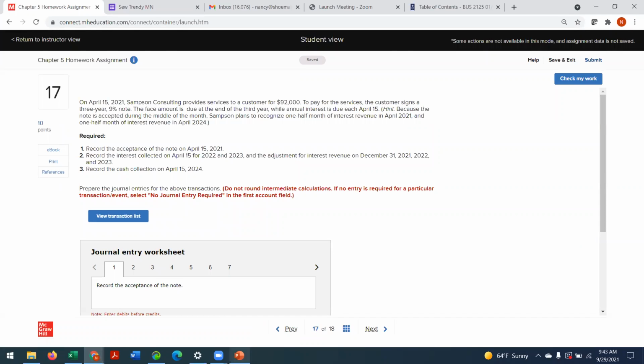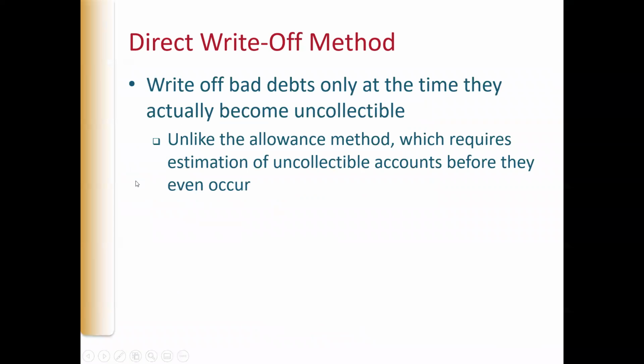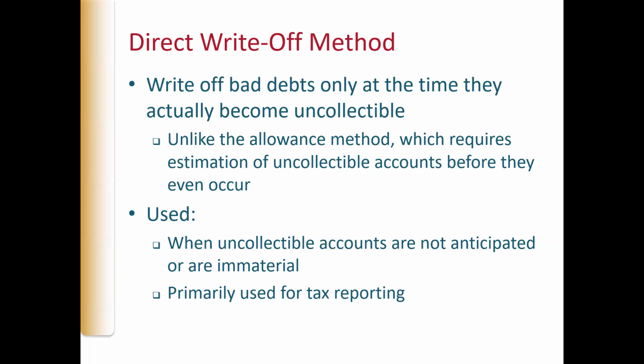Okay, let's go back to our PowerPoint. Now we're going to talk about the direct write-off method, which is not GAAP acceptable. This is when you write off bad debts only when they actually become uncollectible. This is really easy to do. Unfortunately, it's not GAAP.